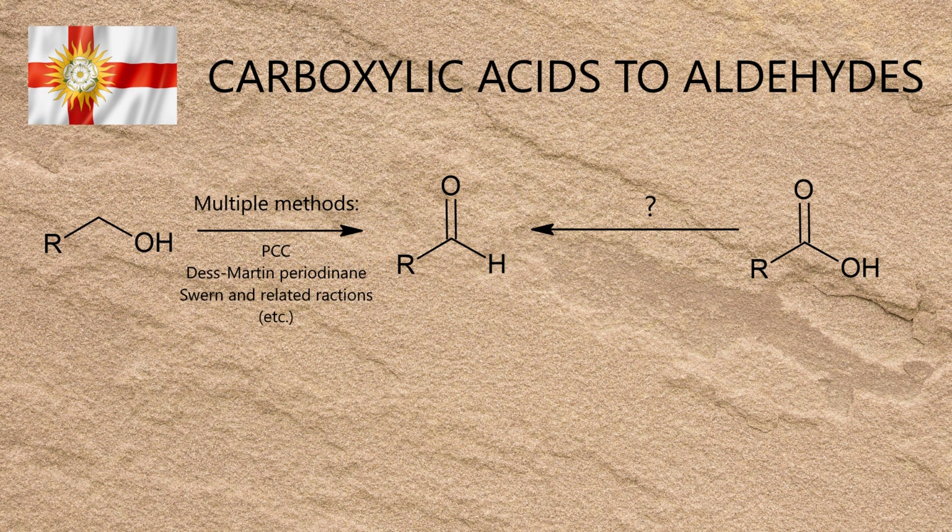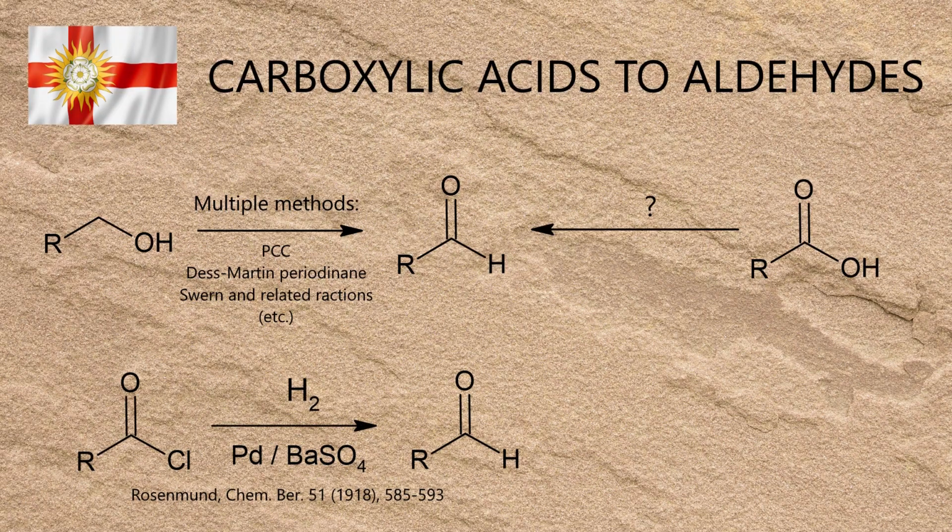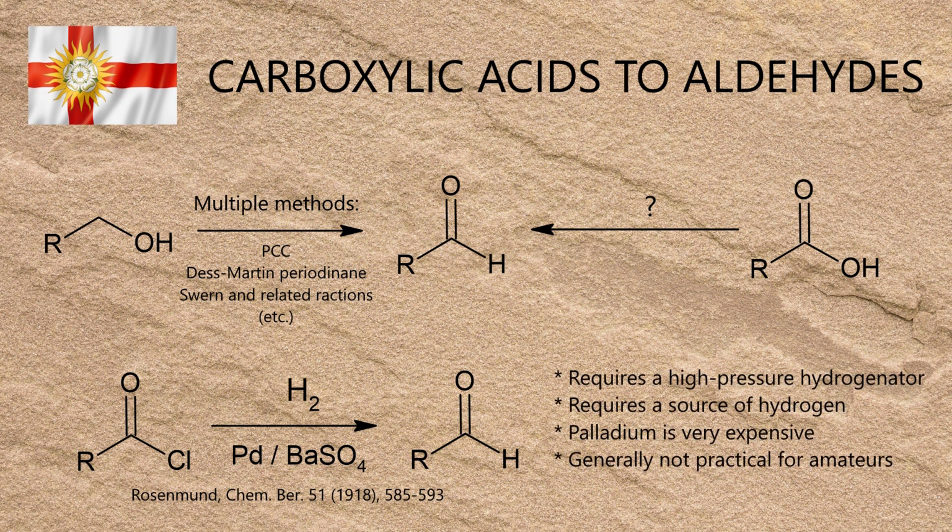The method cited in textbooks is the Rosenmund reaction, a catalytic hydrogenation of acid chloride using a poisoned palladium catalyst with reduced activity. This is not generally accessible to amateurs because it involves high-pressure hydrogenation, which needs specialist apparatus and a source of hydrogen gas, plus palladium compounds cost an arm and a leg.